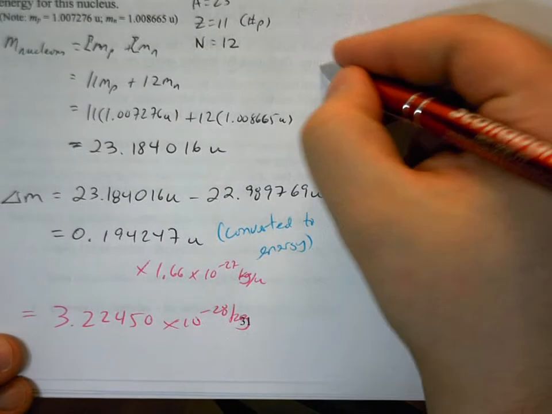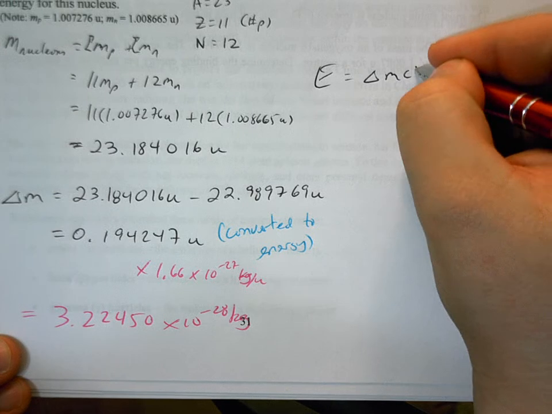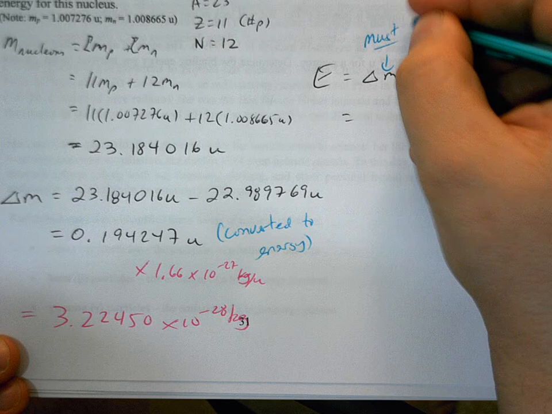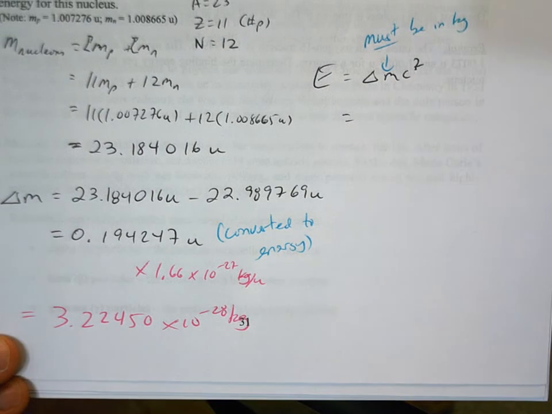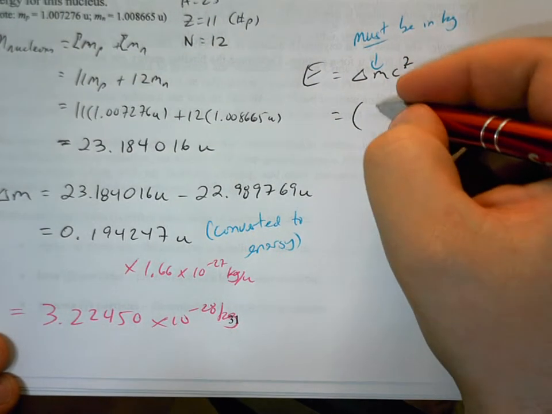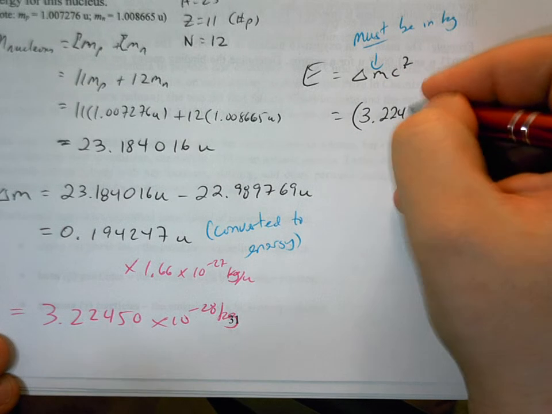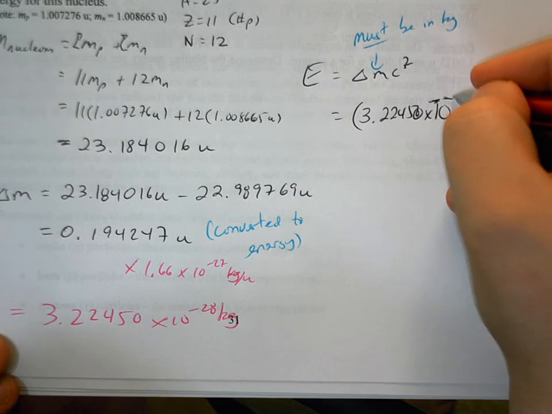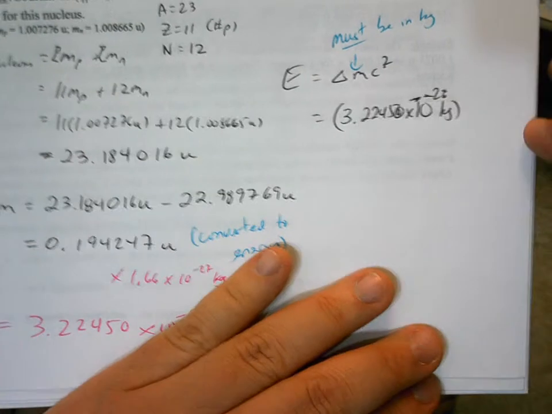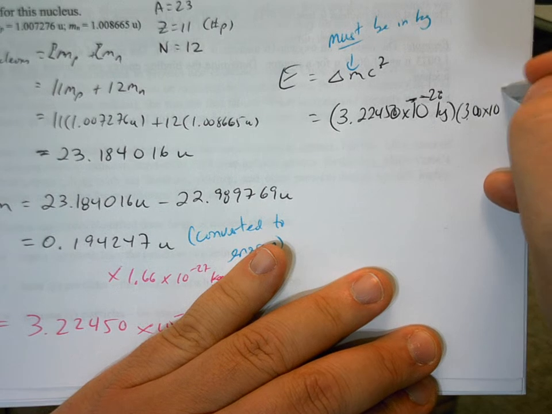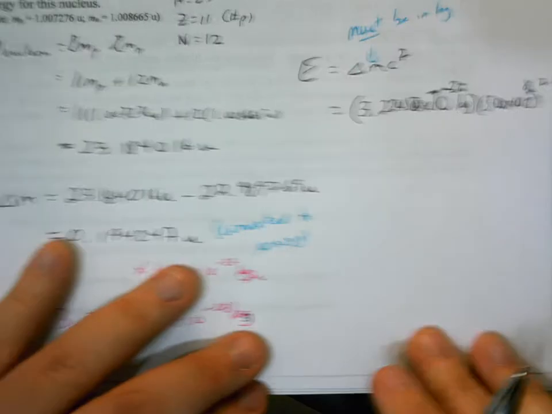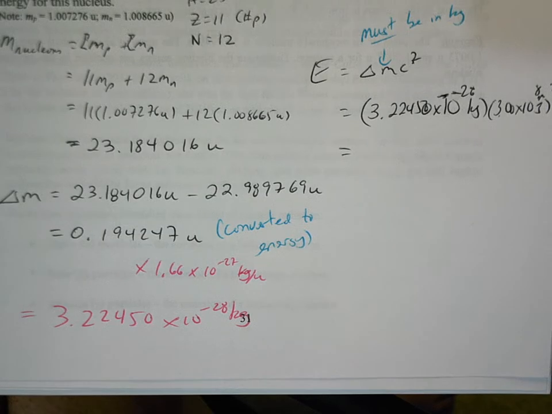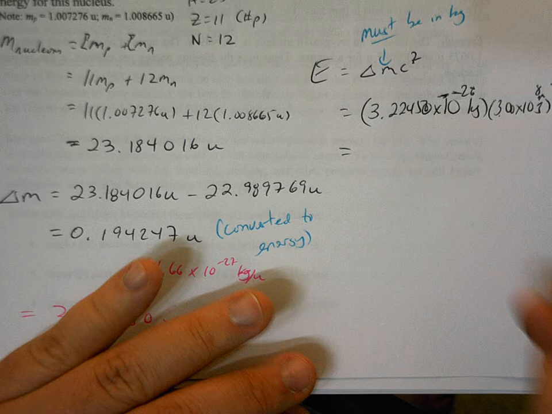We know that E is equal to the mass defect times c squared. Again, this must be in kilograms. So the mass defect is that 3.22450 times 10 to the minus 28 kilograms, and then we have our speed of light squared. If we calculate all that, the energy we are going to get for this is about 2 point something.